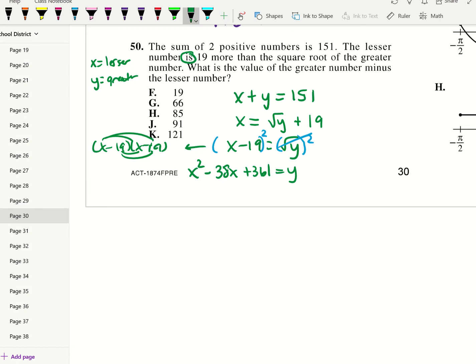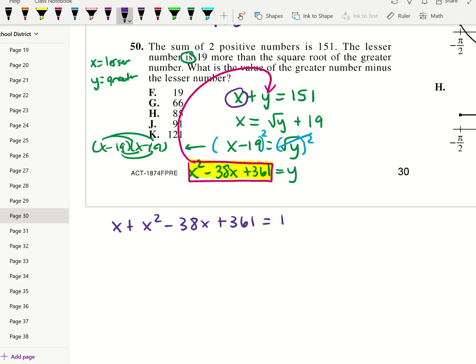So what I ended up doing was taking that expression for y and going back up to the original equation and replacing y with that expression. I'm going to rewrite that. I have x plus, and now I'm going to replace y with this expression in yellow: x squared minus 38x plus 361 equals 151. This is something I decided I would try to solve either by factoring, or if I couldn't figure out how to factor this, then by the quadratic formula.